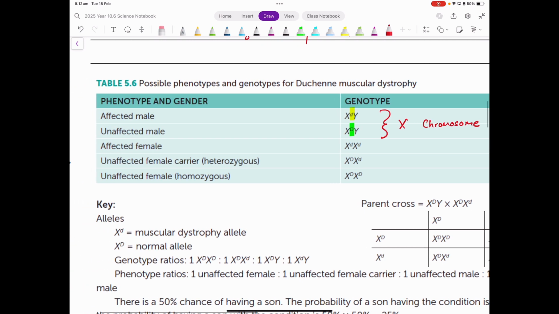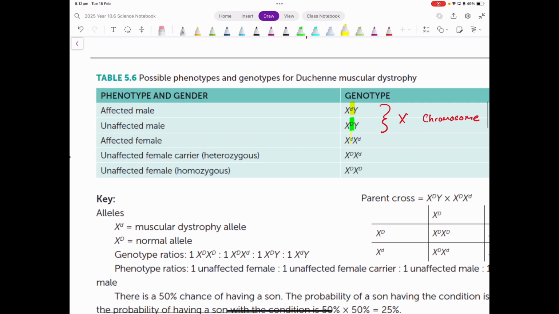Females, on the other hand, can only be affected if they have 2 copies of the recessive allele. So much the same as what we spoke about yesterday. Females can also be a carrier for this particular condition. Because females have how many copies of the X chromosome? 2. So they have how many alleles for this trait? 2. And then the final variation is you've got another unaffected female who has 2 copies of the dominant allele.